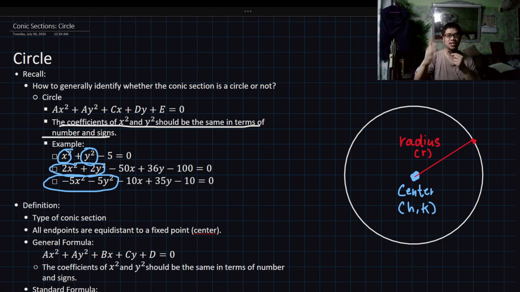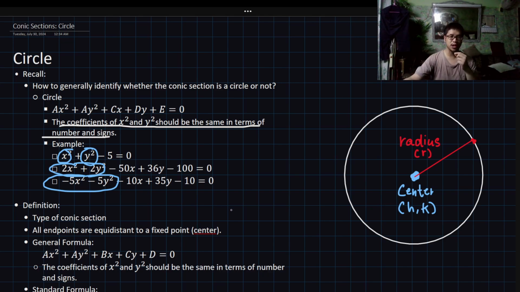This topic has been segmented by parts. The first part, which is the first segment, is the introduction to circle. And then other stuff that we're going to learn about it. So let's proceed.